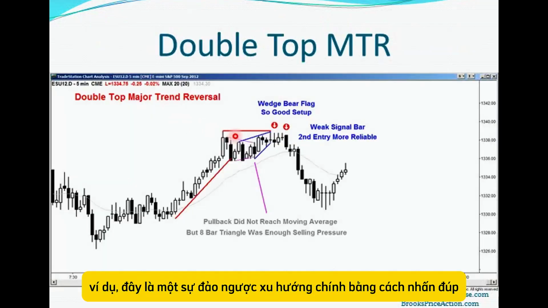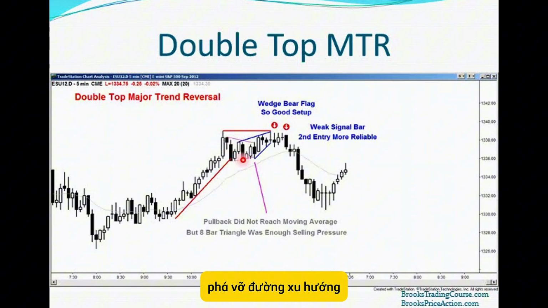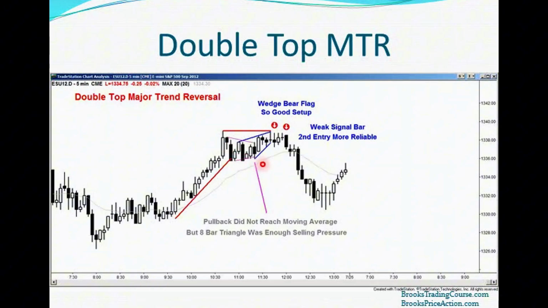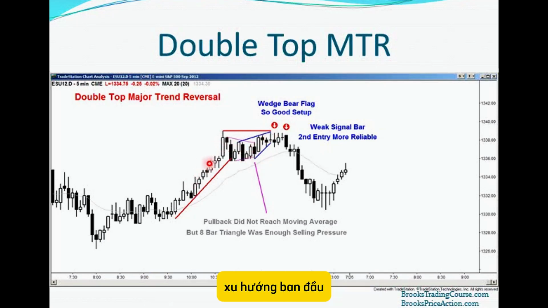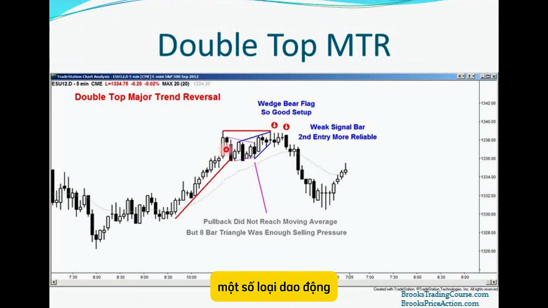For example, here's a double top major trend reversal. It's exact to the tick. So we have a bull trend, a break of the trend line, a test of the moving average, did not quite get to the moving average, and then a resumption of the trend, but this resumption is much weaker than the initial trend. And if you looked at some kind of indicator, stochastics, or some kind of oscillator, you would see a divergence here. You don't need the oscillator to be able to tell that this leg is weaker than this leg. So you know there's a divergence.